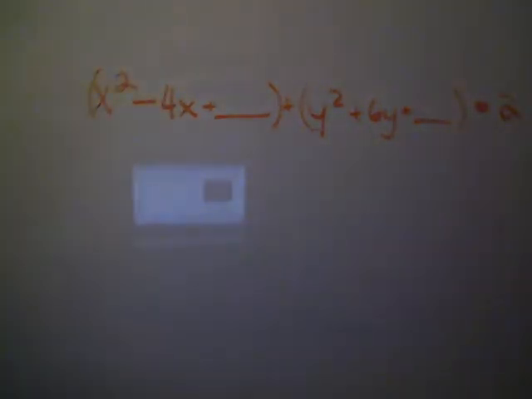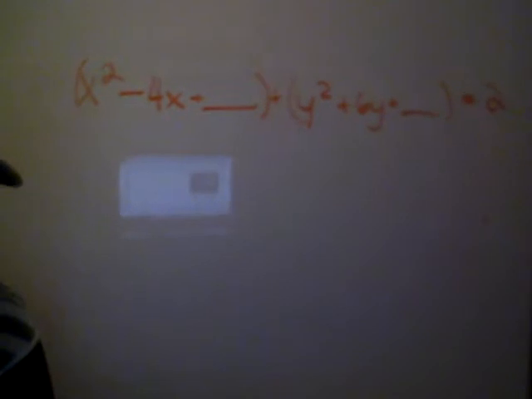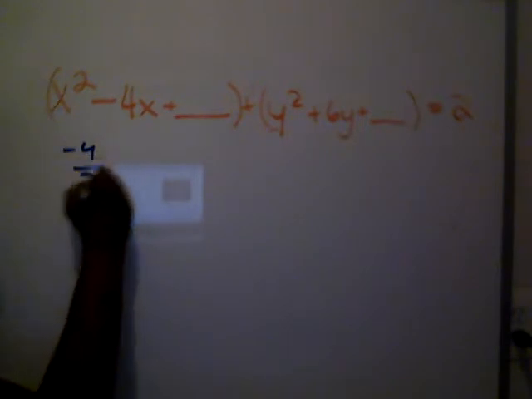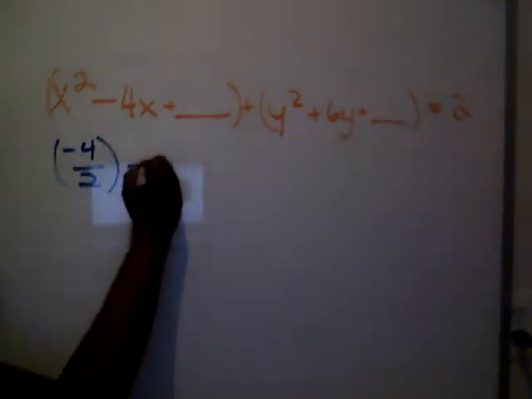Okay, so now from here, we want to complete the square. We want to figure out what has to go in each of those spaces. So negative 4 divided by 2 is negative 2.